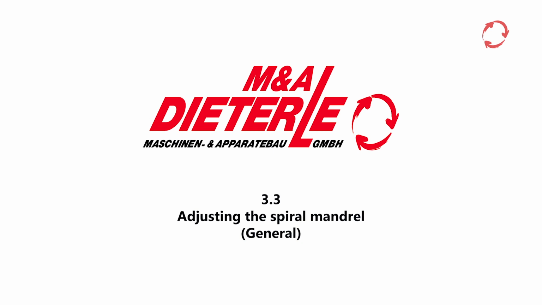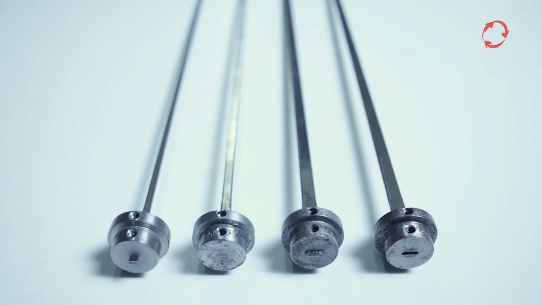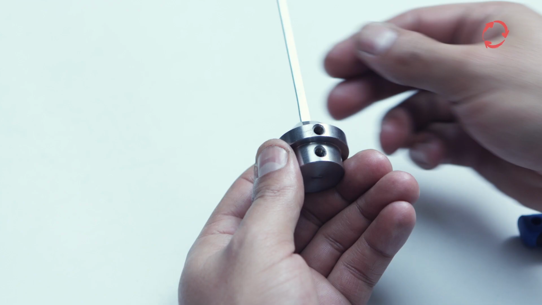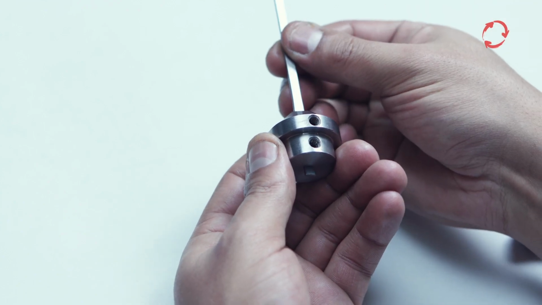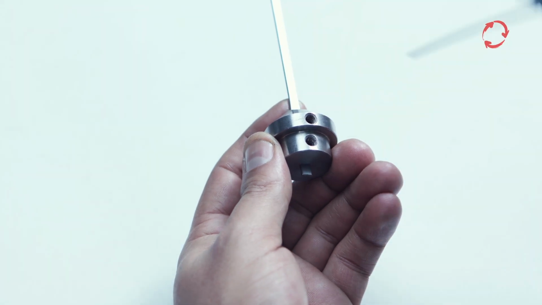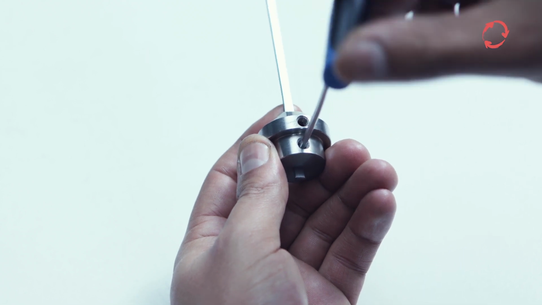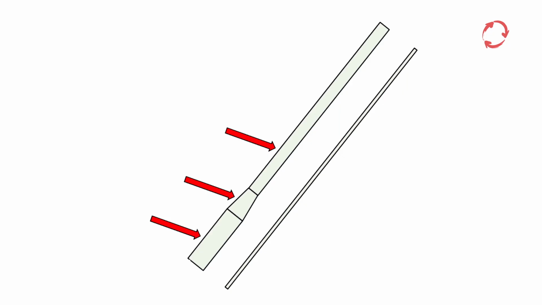The spiral mandrel is typically only adjusted when a new mandrel is used for the first time, or when a different spiral size is required. The spiral mandrel essentially consists of two parts, the mandrel itself and the head. The mandrel can be moved up and down in the head and is locked into position with two threaded pins using an Allen screw. From the side view, the mandrel can be divided into three areas: base, conic area, guiding area.